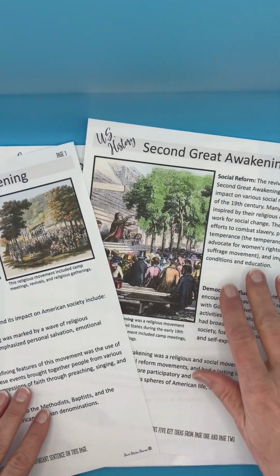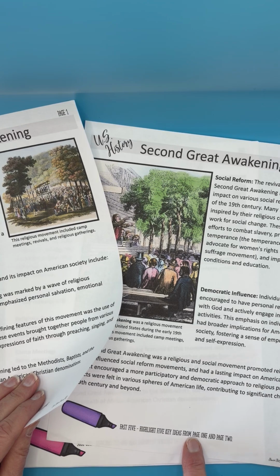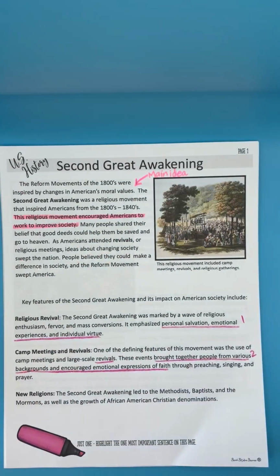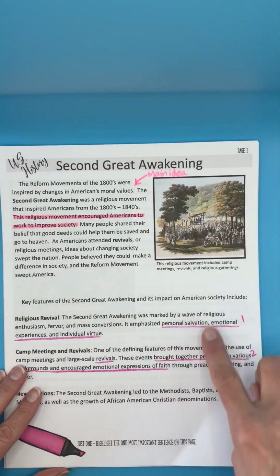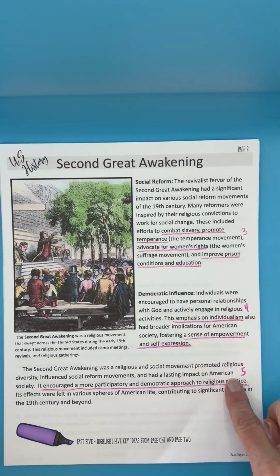Then you move on to the second page, and the task is Fast 5: highlight 5 key ideas from page 1 and 2. And so what that ends up looking like is this. You've got a main idea and supporting details. 1, 2, 3, 4, 5.